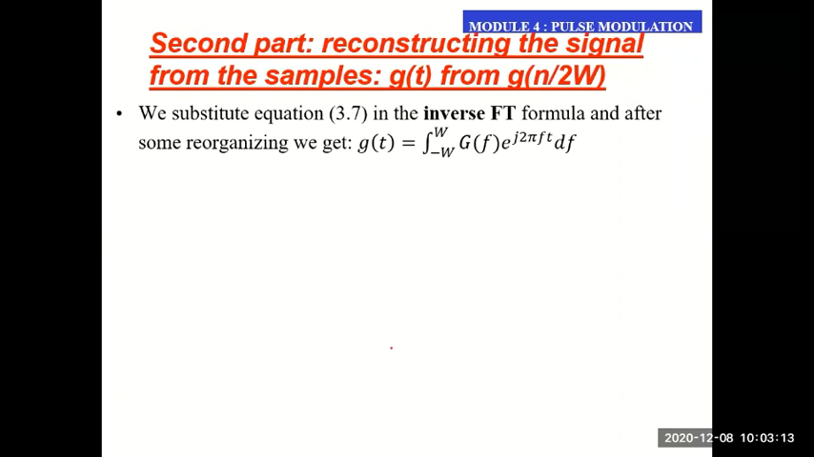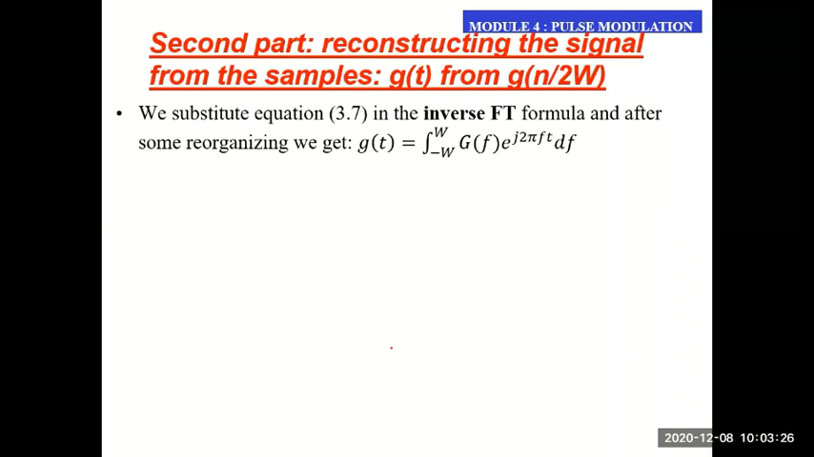Now we have to move towards reconstructing the signal from the samples. So you have the samples g of n by 2W. How are you going to get back g of t from these samples? We have to see. They'll ask for both. The initial part, what we did, was interpolation. Now what we are doing is reconstruction.